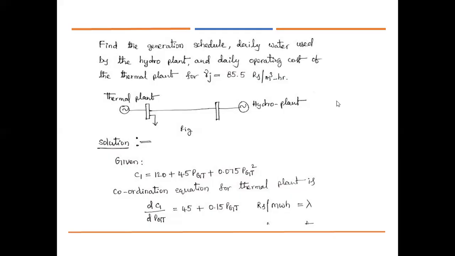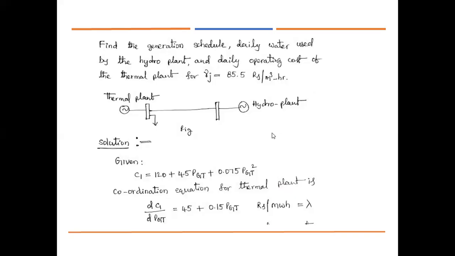So this is the diagram. Here the two plants are there. The thermal plant is connected nearer to the load center. So that's why the transmission loss of the thermal power plant is 0, and also the penalty factor for the thermal power plant is 1. So next, coming to the solution, first you write the C1 equation.